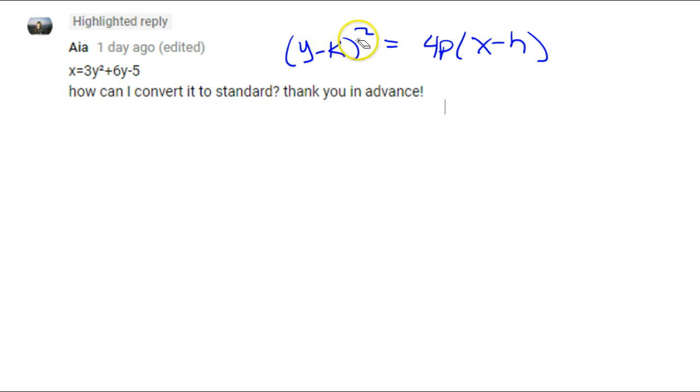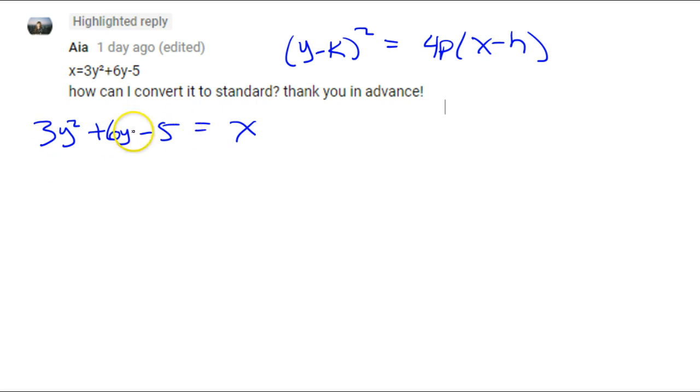So notice I have one side is squared and the other side is not. So the first thing I want to do is I'm going to flip this equation around, because I like having the squared part on the left. So if I rewrite this equation like this, 3y squared plus 6y minus 5 is equal to x. Now the squared part is on the left, just like my model, and it makes me feel better.